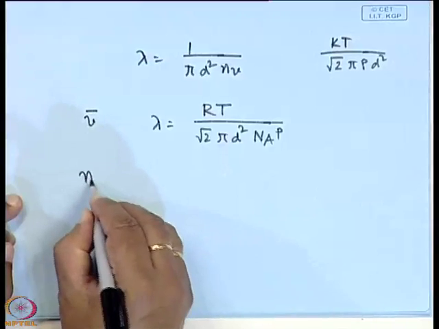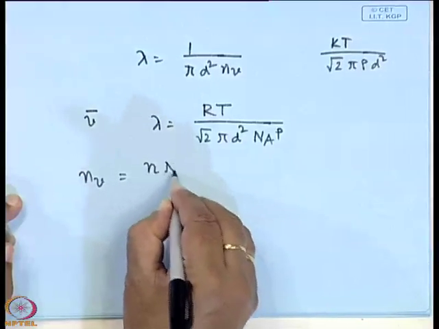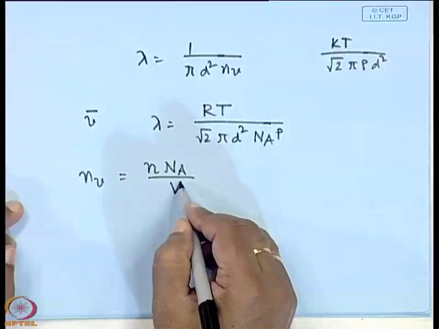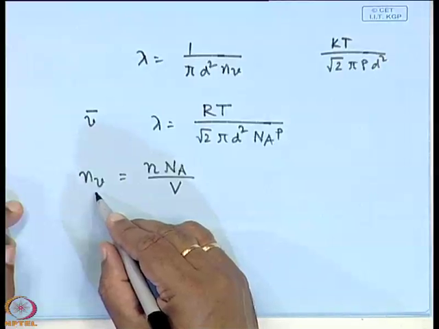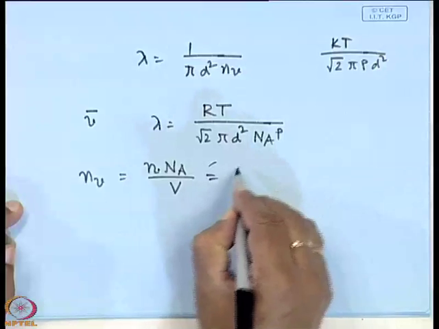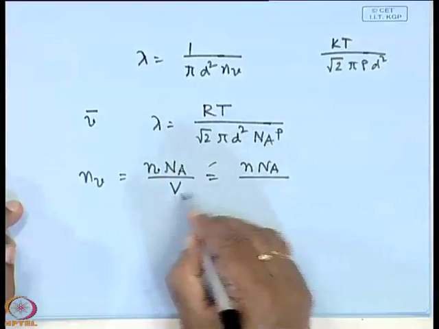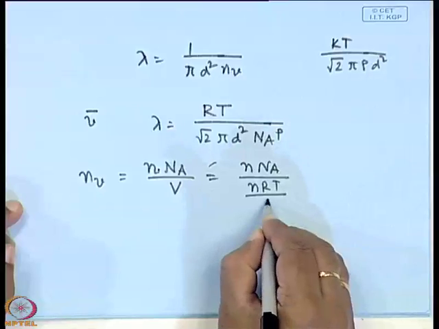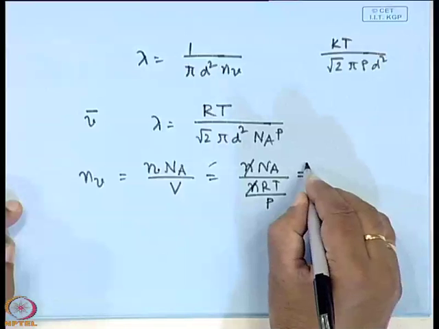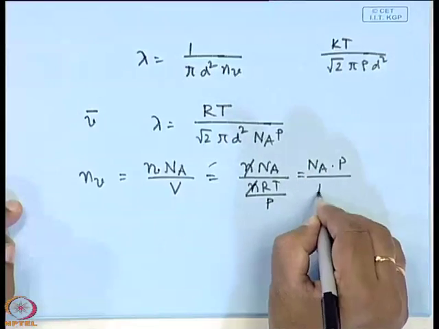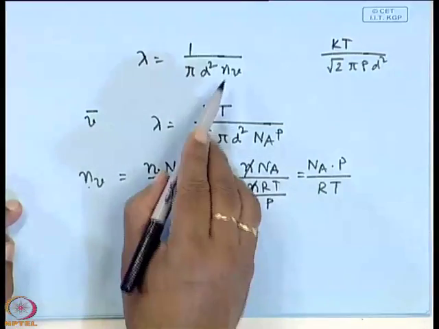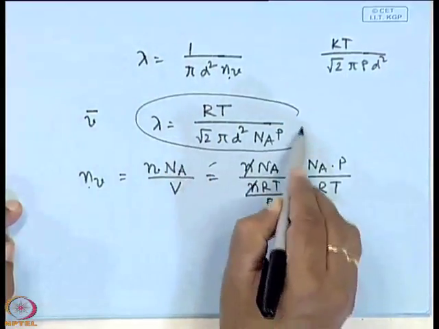How? Because what is n v? N v is equal to n into n a by v, from Avogadro's hypothesis. N v is small n multiplied by n a by v, which equals n r t by p. P v equals n r t. This is equal to n a p by r t. So if you put n v here, you will get this expression.